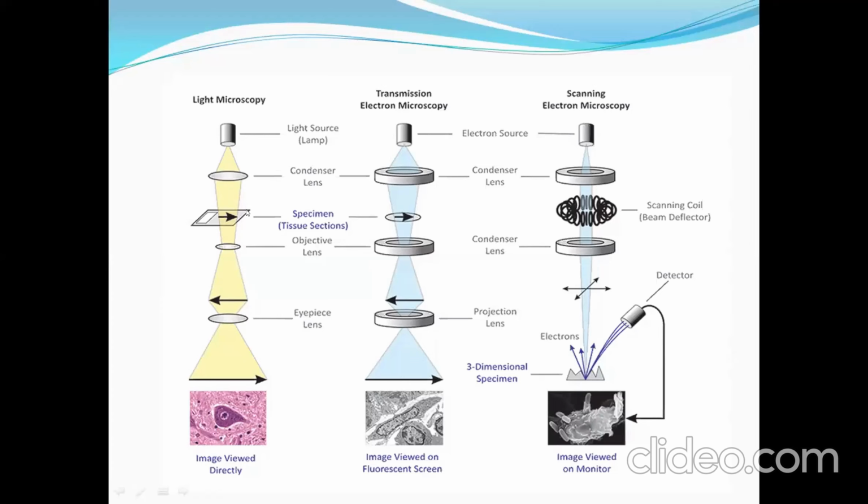Here the specimen is normally placed on a glass slide, but here we use specific copper grids. I will show it in a later part. The objective lens is present here, and in the electron microscope the objective lens is obviously a magnetic lens. Here you can see the image in the eyepiece, the ocular, and here the projection lens is present, and ultimately we can view the image on the fluorescent screen.